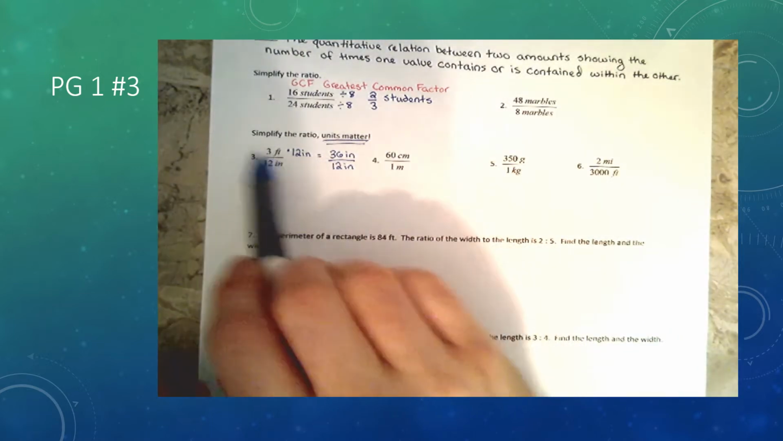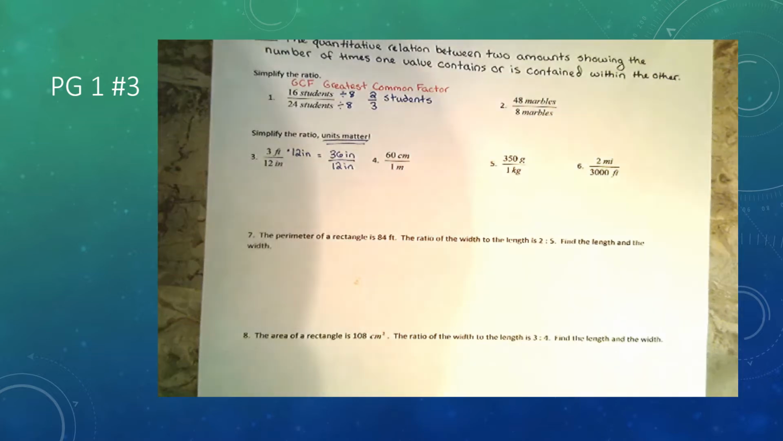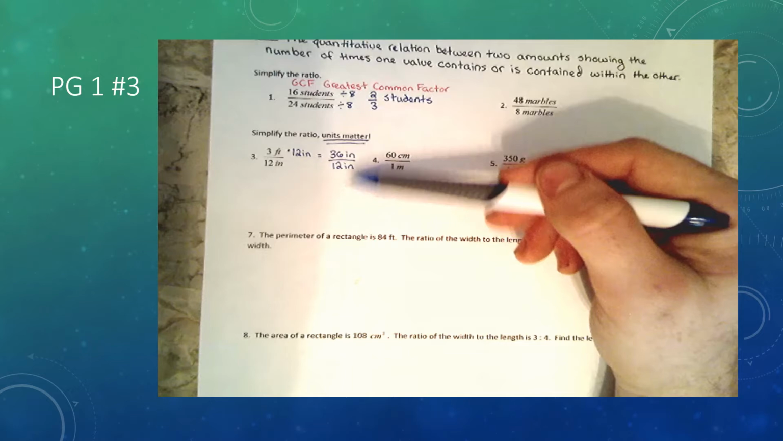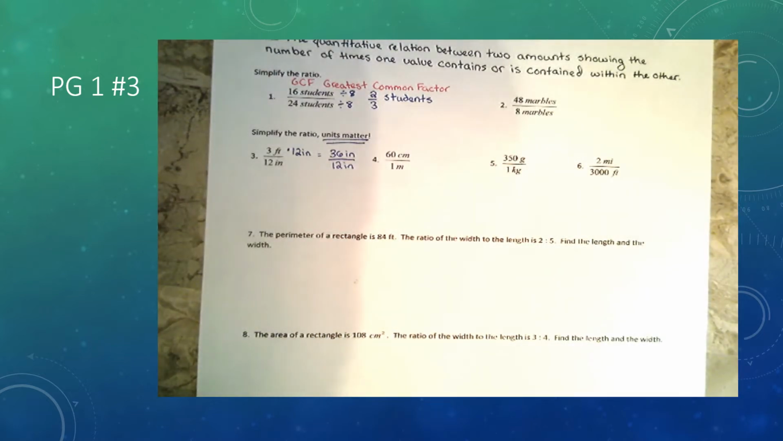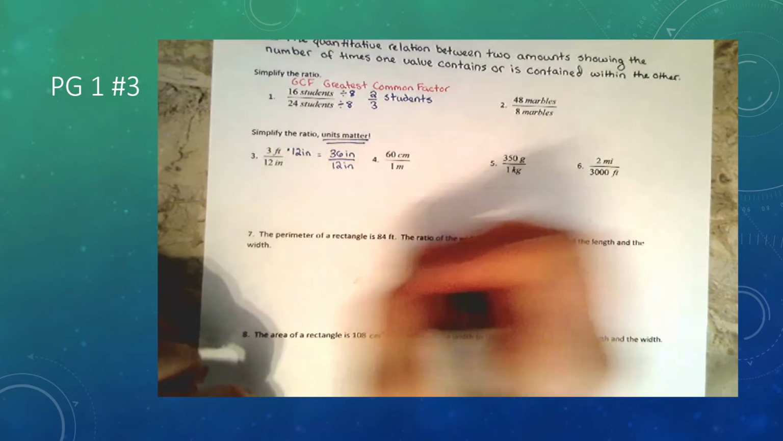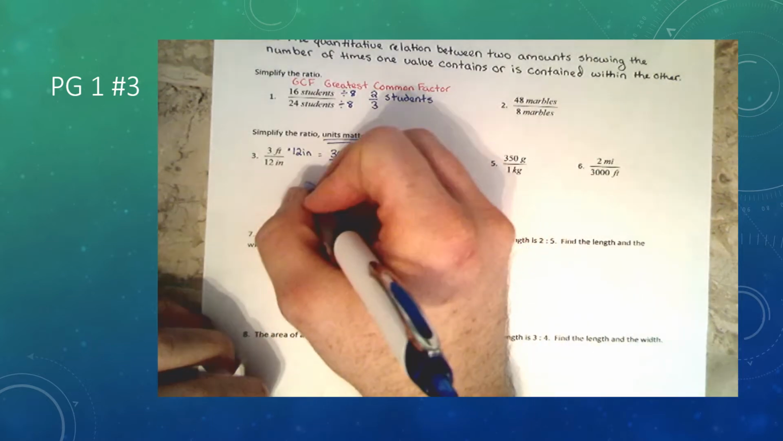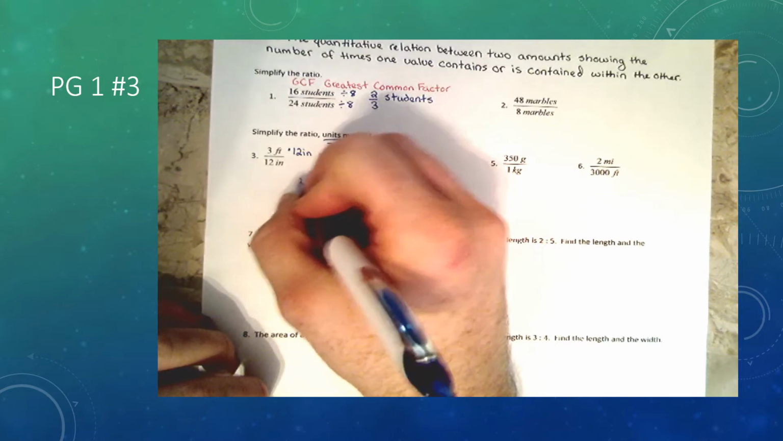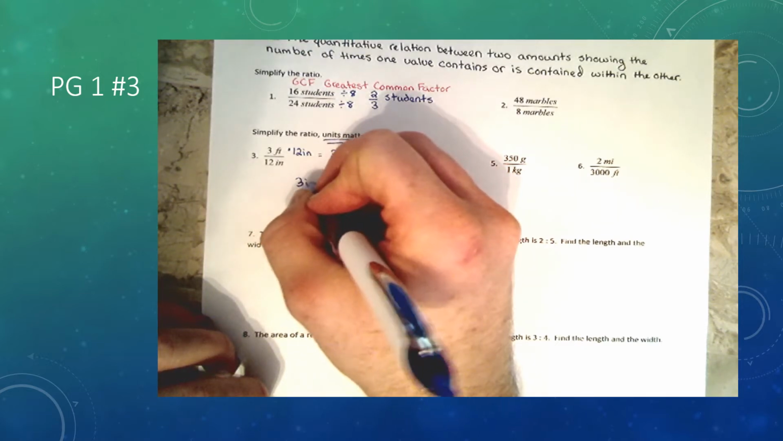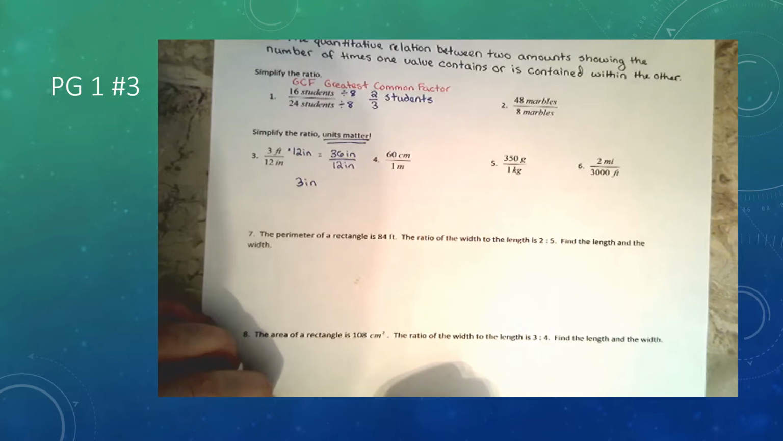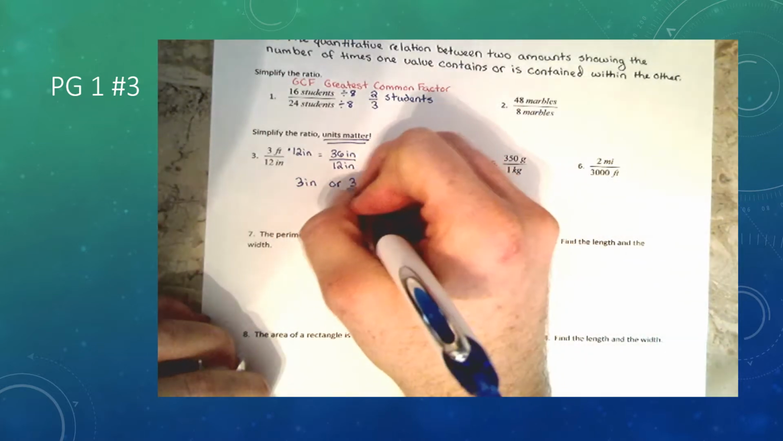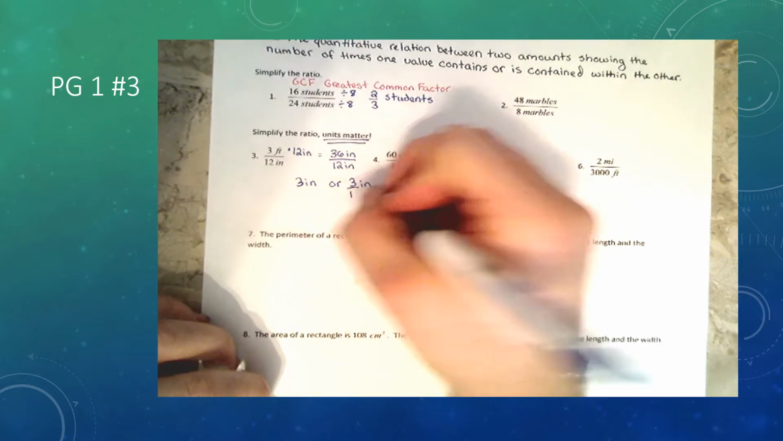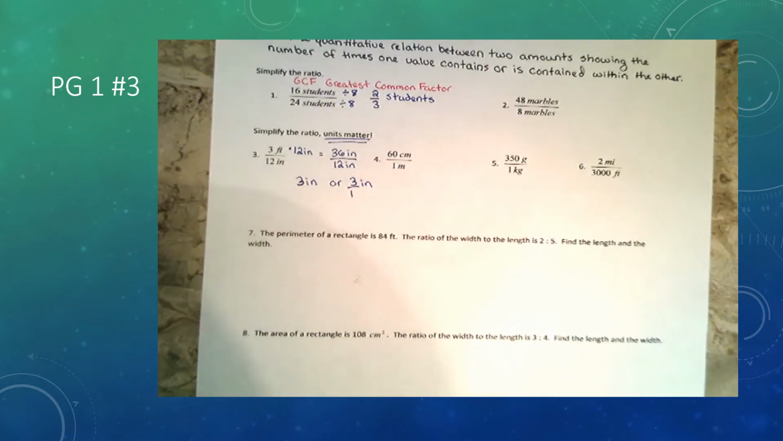Now when I look at this, they said to simplify it. So in order to simplify this, what I have to do is now divide. So 12 can actually go into 36, and it goes in 3 times. So for this problem, we would actually have a ratio of 3 inches. Or another way you can write it is 3 over 1 inches, depending on how you divide and how you like to see it.